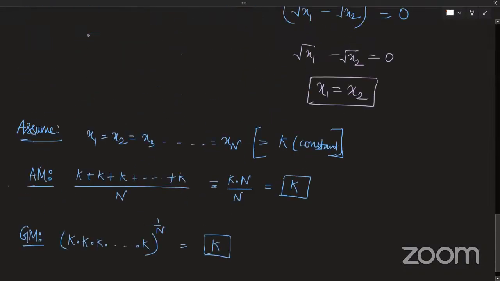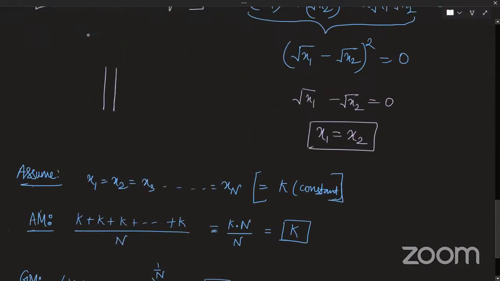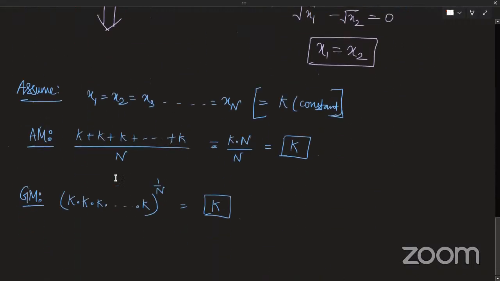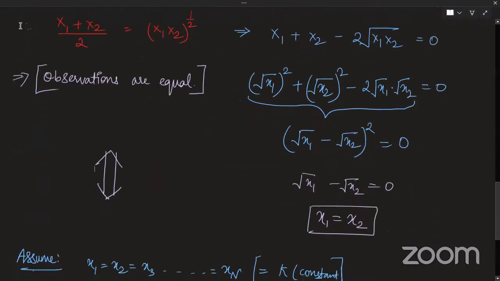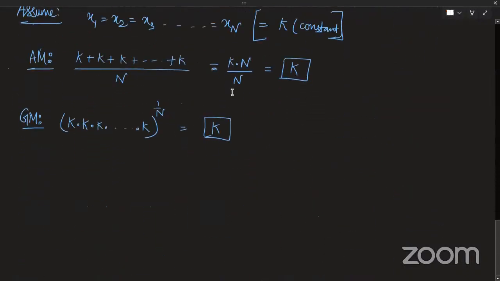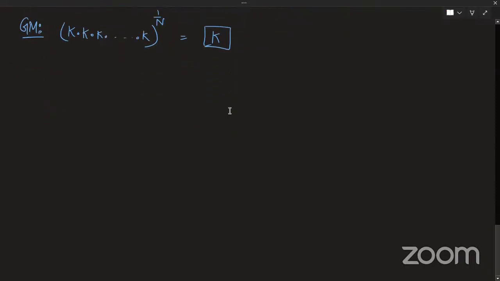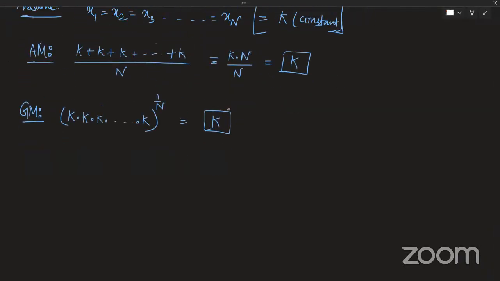I hope you remember, everyone, what is meant by this double arrow. If and only if. Like if this is true, this is true. If my second statement is true, my first statement is true, and if my first statement is true, my second statement is true. So if my observations are equal, my AM is equal to my GM, which is equal to any of my observations.